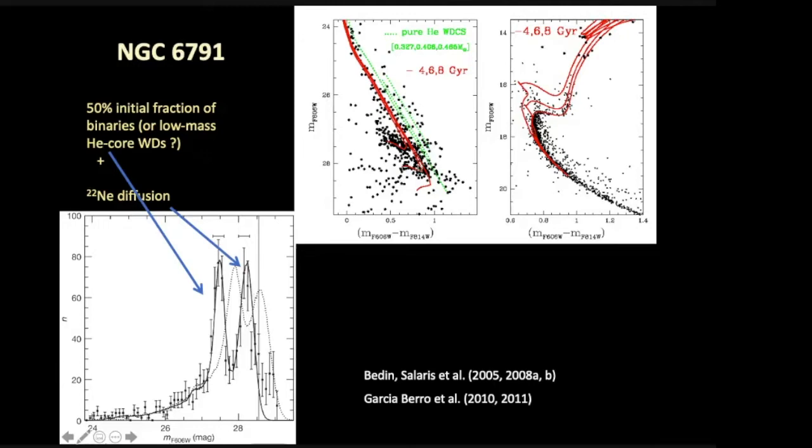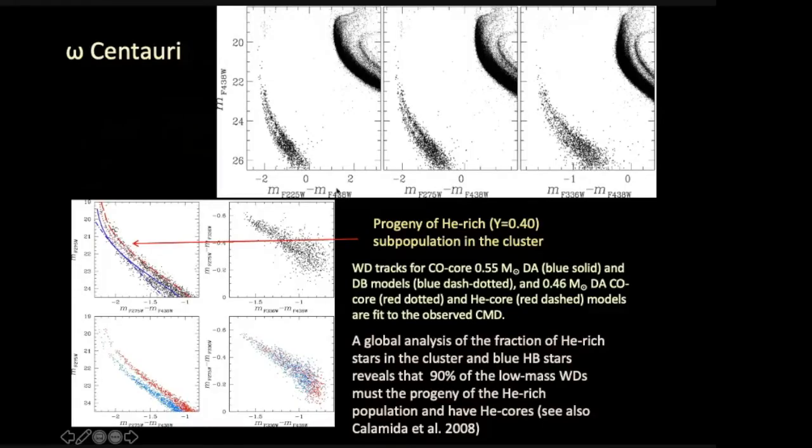The faint end of the cooling sequence can be matched by white dwarf isochrones with the same ages, but not if we include neon-22 diffusion in the liquid phase. Another interesting result was Omega Centauri. Here we could see only the bright part of the cooling sequence in this paper in 2013. But if you look at the UV, you see a split, a bimodal sequence, which then blends together. You won't see this split in the optical.